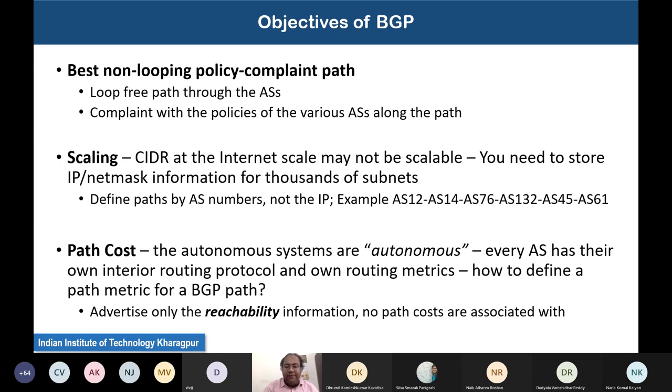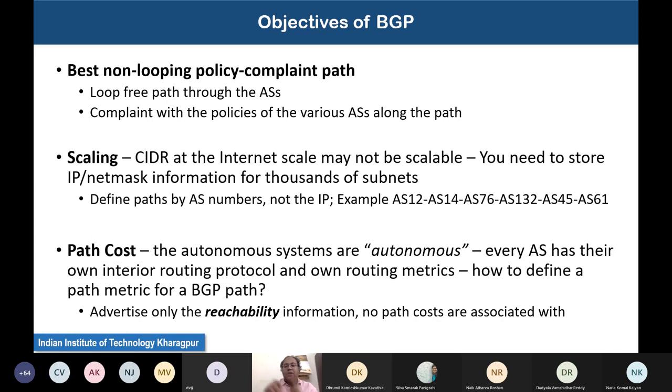Because of such problems, BGP simply forgets about the path cost. It doesn't bother about the path cost at all. As I was mentioning some time back, BGP only considers the reachability information, whether a particular subnet is reachable via an autonomous system or not. Okay, so it does not think about what is going to be the optimal path to reach a particular subnet. If you can reach that subnet, then it is fine. The individual cost minimization will be taken care of by the individual autonomous systems.